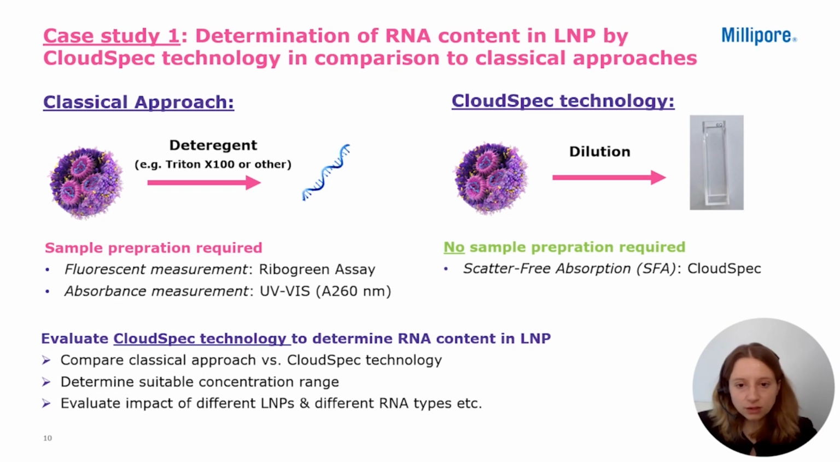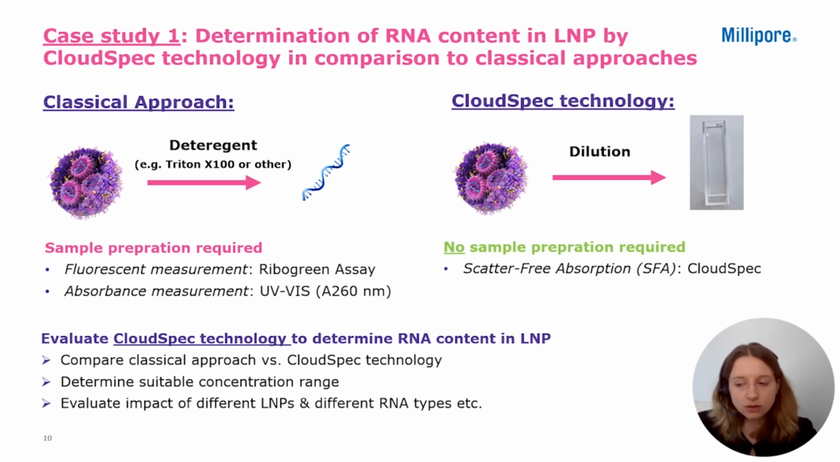For the CloudSpec technology, you actually do not need any sample preparation. What you do for that measurement is take the LNP, dilute it, put the cuvette in your instrument, and measure the RNA concentration. So in our first case study, we wanted to evaluate the CloudSpec technology and compare it to the classical approaches to see if there are any differences in RNA content. We further wanted to evaluate the suitable concentration range where we can work in the CloudSpec instrument.